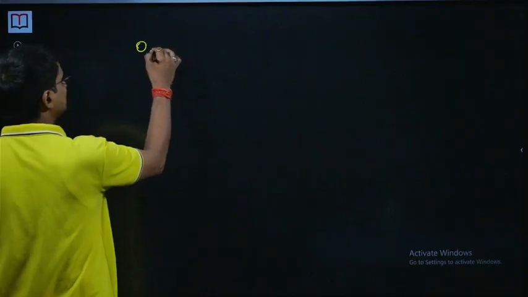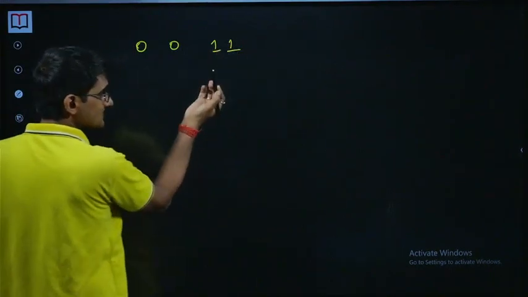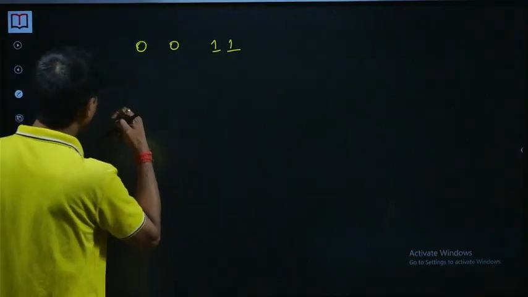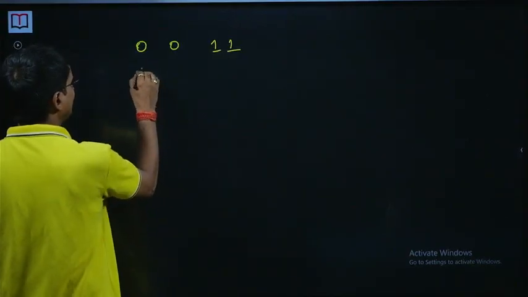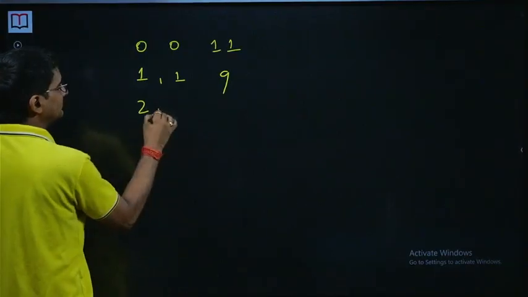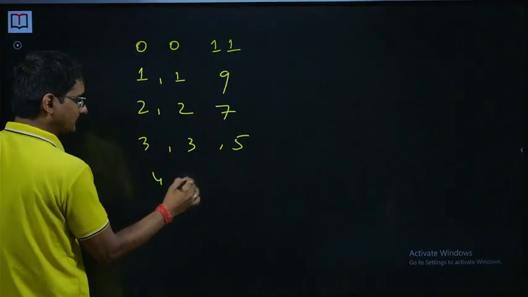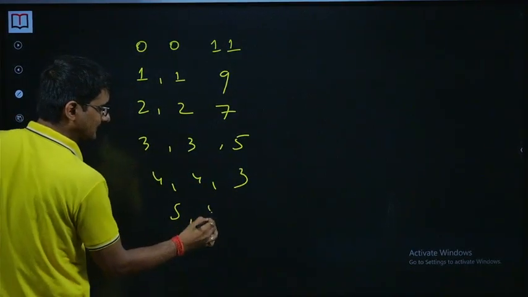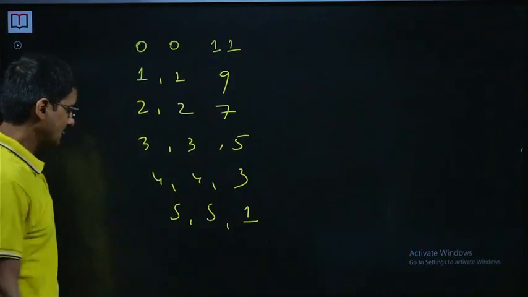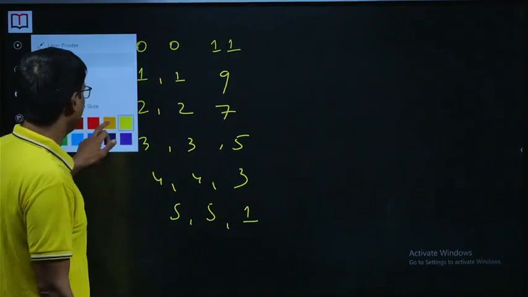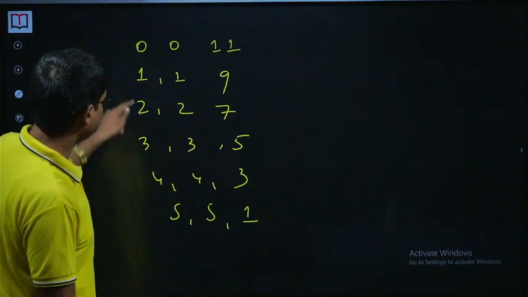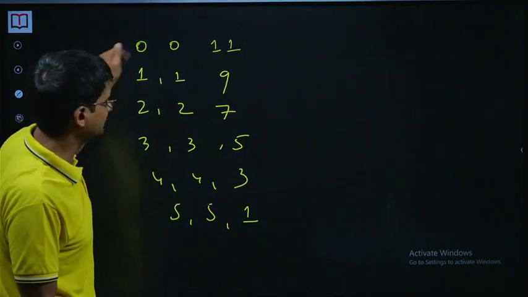So one can be 0 0 11. Another one can be 1 1 9, 2 2 7, 3 3 5, and then 4 4 3, 5 5 1. That's it. So how many cases did we get? We got here 1, 2, 3, 4, 5, 6 cases.